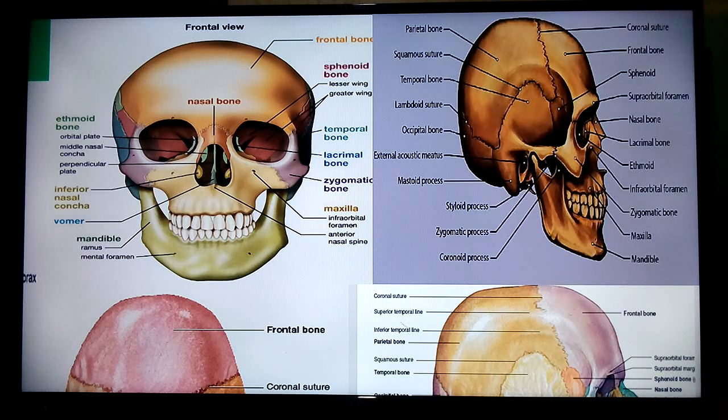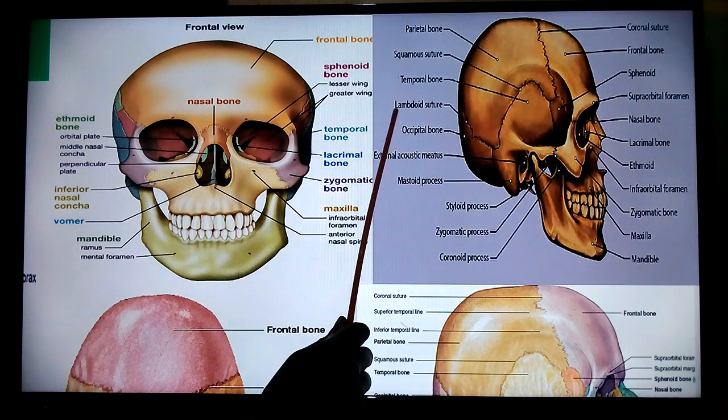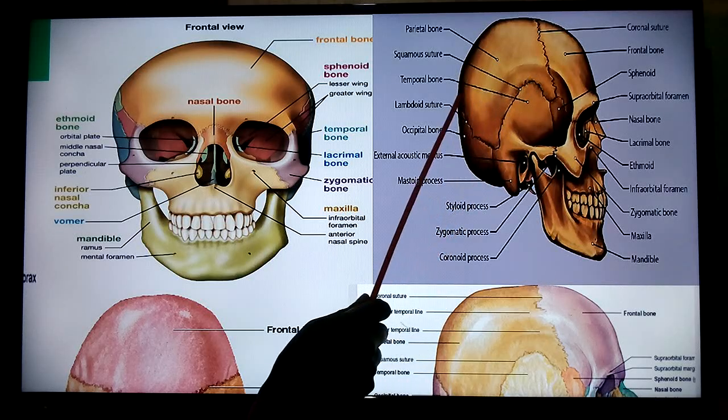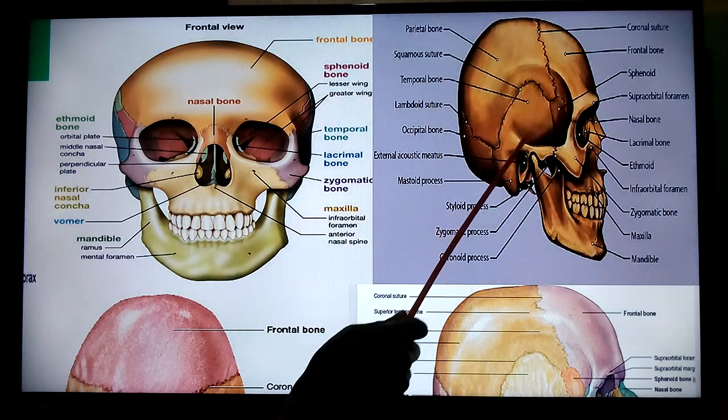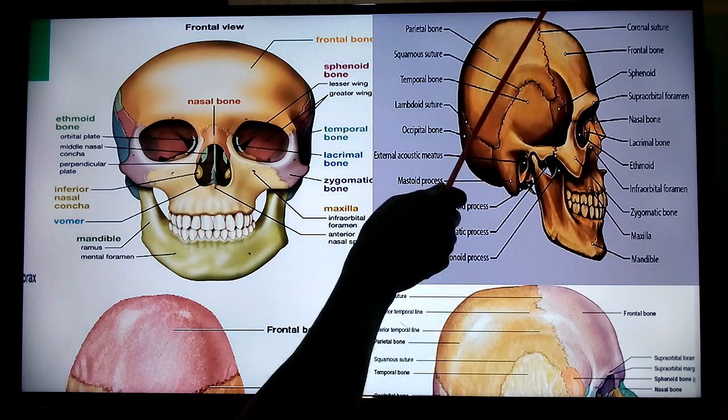Now, these sutures form non-moving or immovable joints that are connecting the bones of the skull. The one connecting the occipital bone and the parietal bone is referred to as the lambdoid suture. Next is the squamous suture that connects the temporal bone and the parietal bone. And at this point, the parietal bone and the frontal bone are connected using the coronal suture.